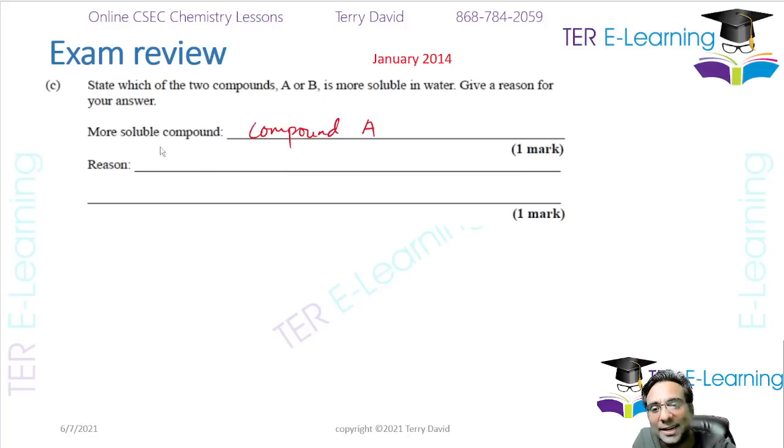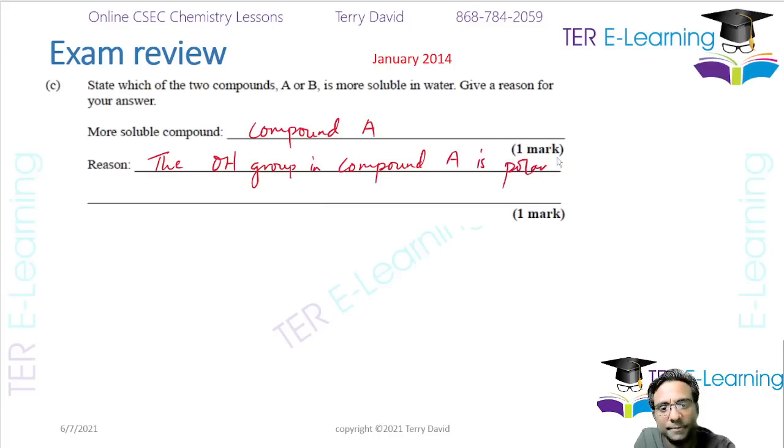Now that has to do with the fact that the OH group, so you need to say this, the OH group in compound A is polar, right? That's what we need to say, right? So the OH group in compound A is polar. Water is a polar solvent. Right?